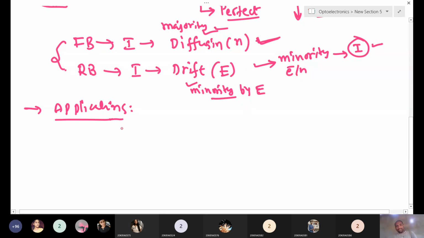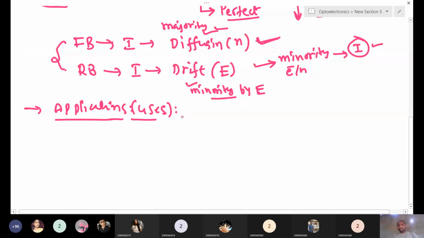Applications you are seeing in daily life. Where are you using these LEDs? Just tell me. Applications means uses only. TVs, monitors, decorations. Applications means uses, just different words. So TVs and mobile phones, laptops, traffic signals.